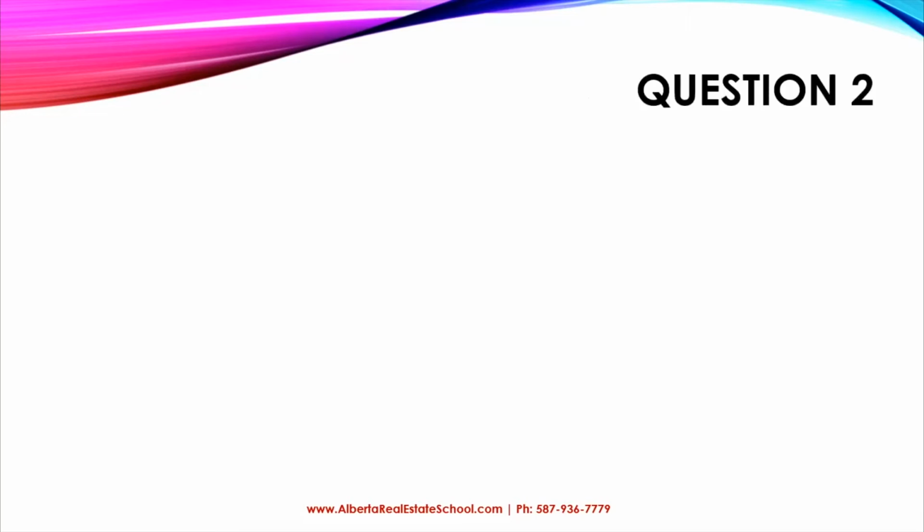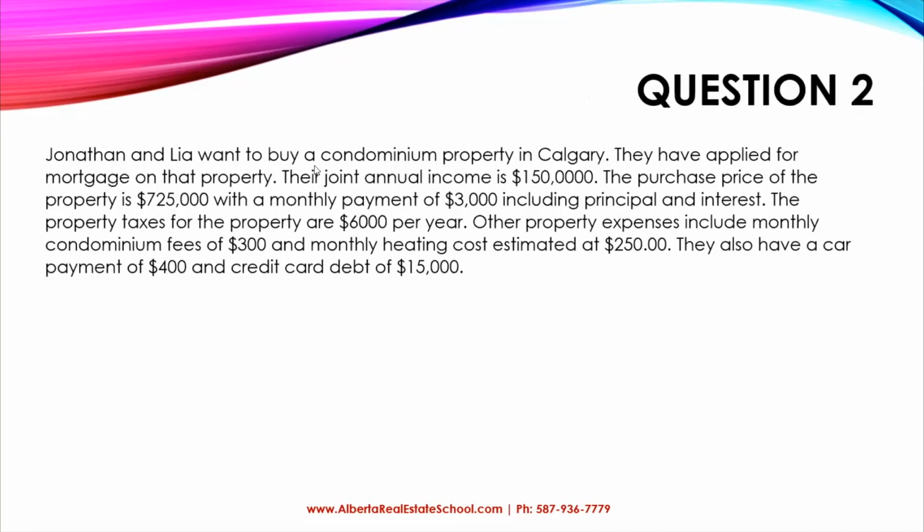Let's take a look at the second question here. Jonathan and Leah want to buy a condominium property in Calgary. They have applied for a mortgage on that property. Their joint annual income is $150,000. The purchase price of the property is $725,000 with a monthly payment of $3,000, which includes principal and interest.